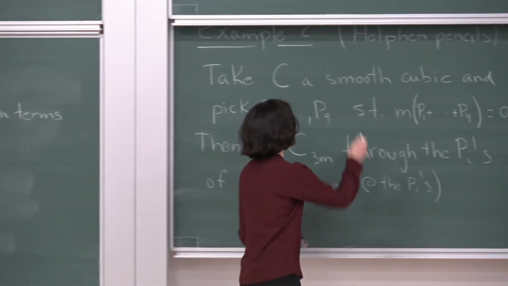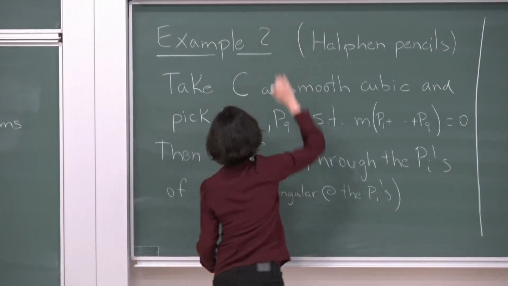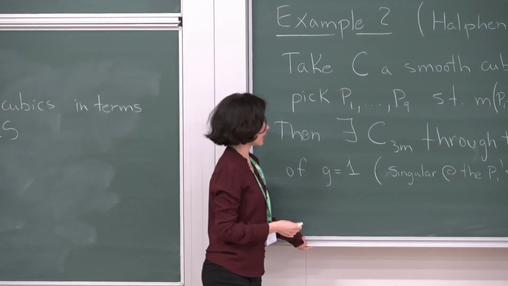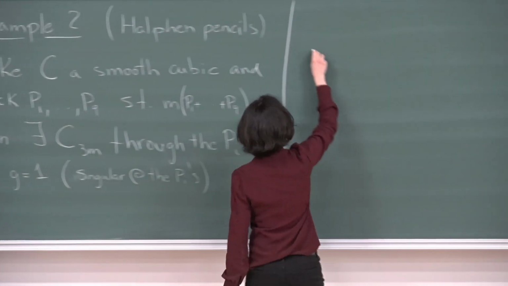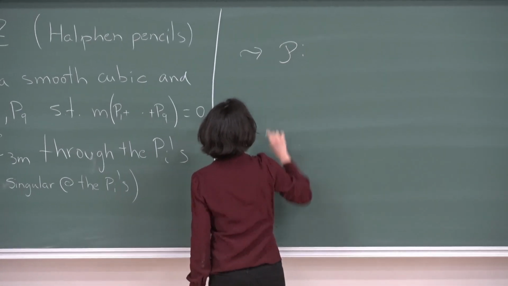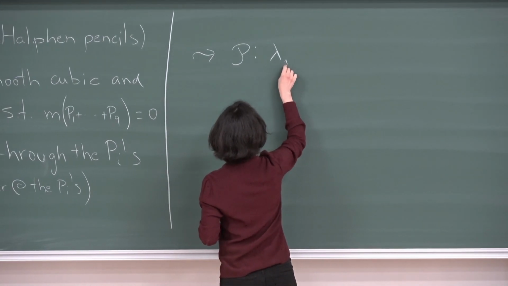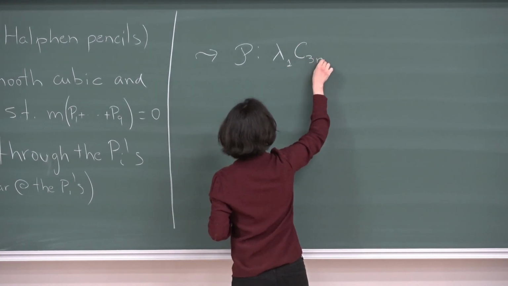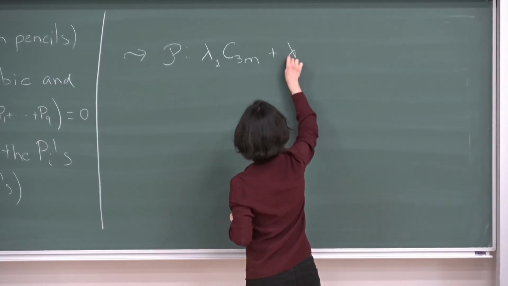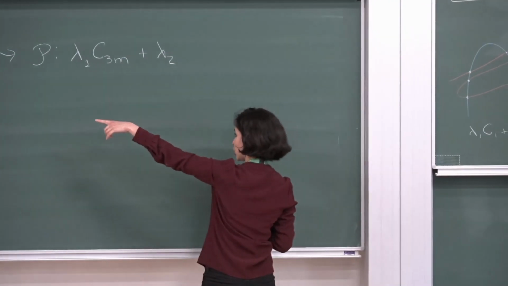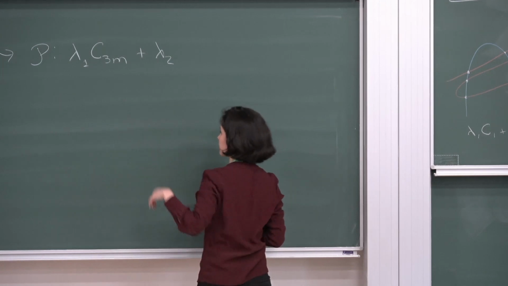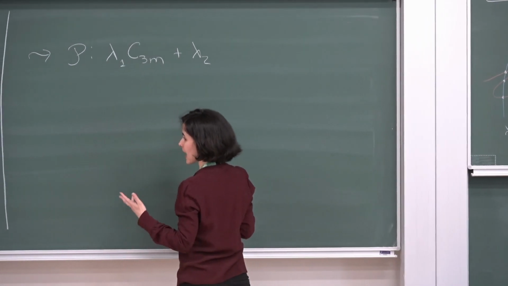And then, okay, we have this curve. So now let's consider the following pencil. I'm going to look at lambda 1 C_3m plus lambda 2 times the cubic that I started with, taken with multiplicity m.